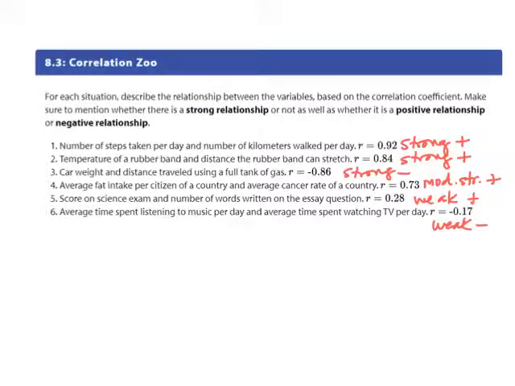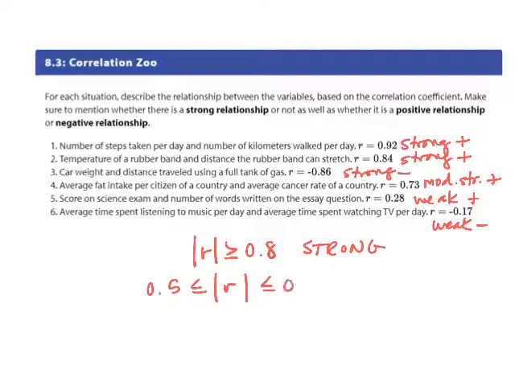So you might argue that anything where the absolute value of R, so whether it's positive or negative, is greater than or equal to 0.8, so that means even if it's negative 0.85, the absolute value of it is greater than 0.8, that is a strong relationship. If, let's say, it is greater than 0.5 but less than 0.8, that would be a moderate strong relationship. Don't let the absolute value throw you off there.